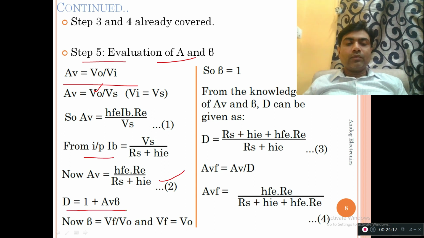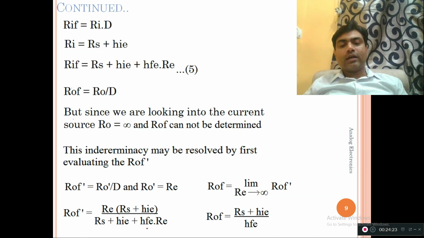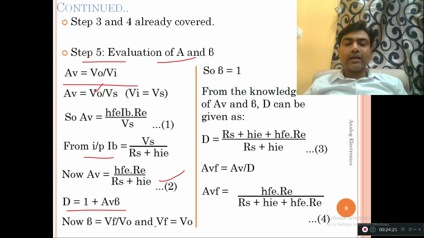Now we can determine the value of the desensitivity, 1 plus AV beta. Beta is nothing but VF upon V0, and we have seen that VF is equal to V0. So if VF equals V0, then beta is going to be 1, obviously. So by knowing the value of beta and the value of AV, now we can determine the value of D. So substituting the value of AV and beta, we can determine the value of D and we can find out this equation.